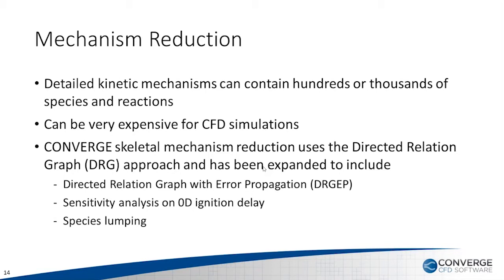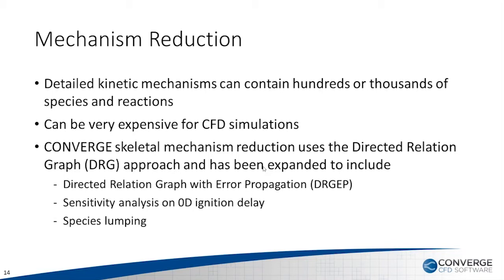The idea is that the detailed mechanism is typically built for a large range of conditions, different pressures, temperatures, and feed conditions, and for your specific application, you may just be interested in a subset of the conditions. So we can use some reduction tools to remove the species and reactions that are not really important for the application you are interested in.